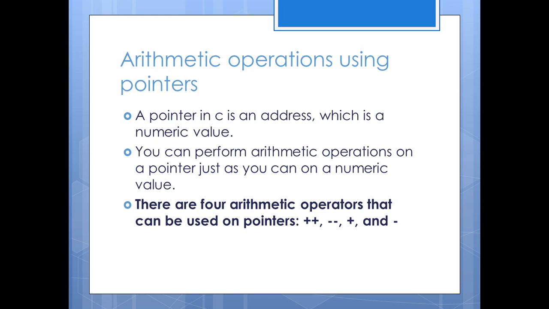What are the arithmetic operations using pointers? A pointer in C is an address which is a numeric value. So we can perform arithmetic operations on a pointer just as we are doing on a numeric value. There are 4 arithmetic operators that can be used on pointers. They are increment operator, decrement operator, addition and subtraction operator.